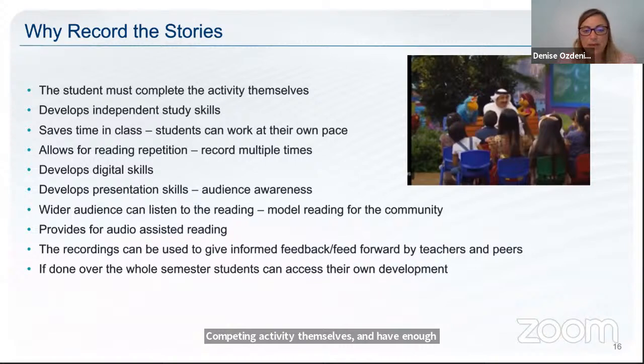So it develops their independent reading skills, and also saves time in class because they were doing the recordings outside of class. Because of this, it meant students could work at their own pace and have multiple times to reread and re-record. And students did say they reread and recorded stories up to 6 times to get a really good finished product. So all the while it was developing their digital awareness and their digital skills and their presentation skills, because they had to think about speaking to an audience.